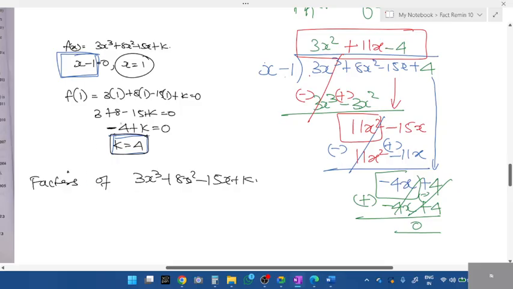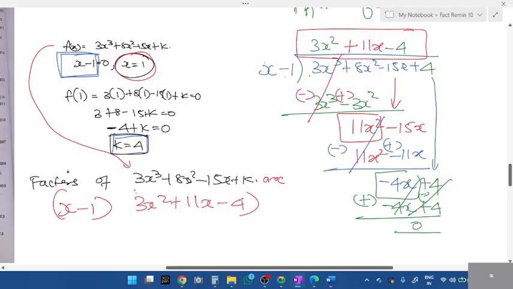Now look here. They have asked us to find all the factors. Factors of this, factors are. The first factor, what's the first factor, students? What is the first factor? I mean, not x is equals to 1, x minus 1 is the first factor. Along with this, take 3x square plus 11x minus 4. This is the second factor. First factor is already factorized.